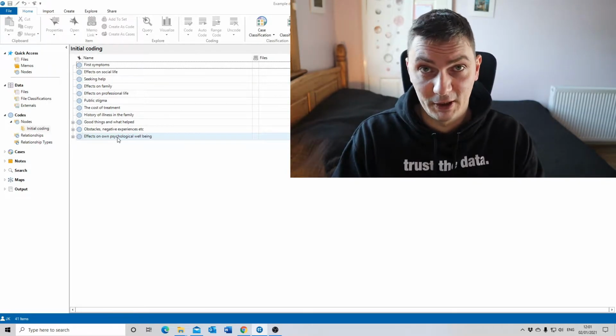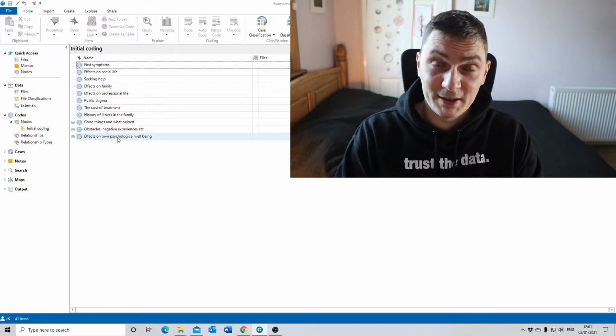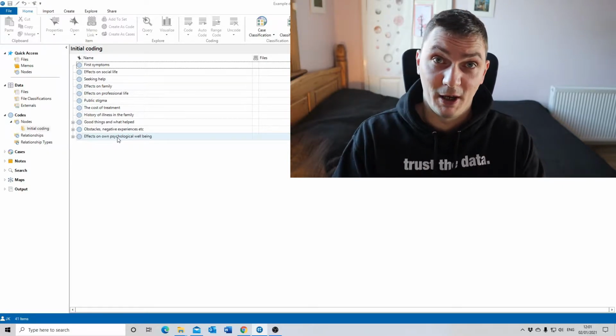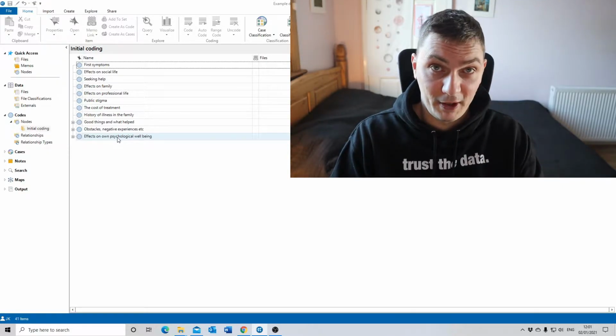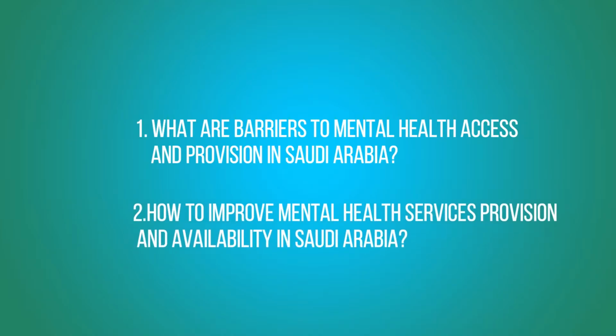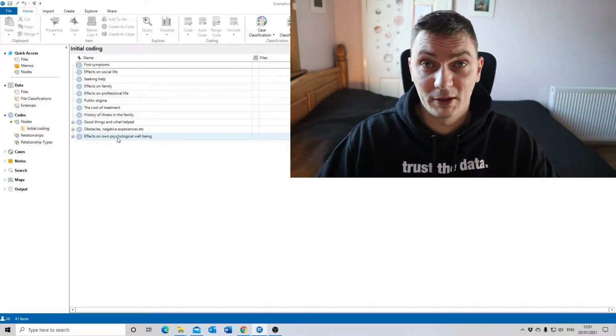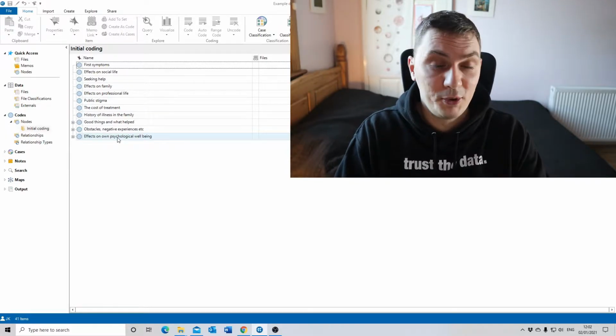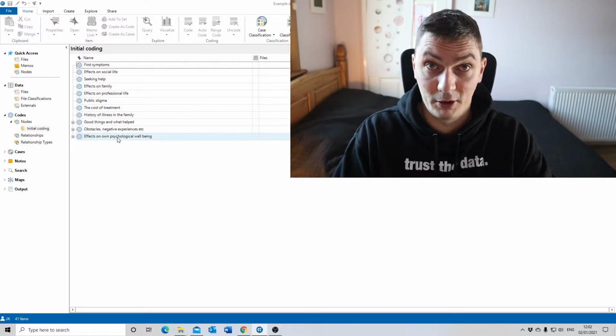It's a hypothetical study. So let's imagine we're doing this study. The study is about mental health provision and availability in Saudi Arabia. I'll read out our hypothetical research questions. Research question 1 is, what are barriers to mental health access and provision in Saudi Arabia? And research question 2 is, how to improve mental health services provision and availability in Saudi Arabia. So basically the study is about access to mental health services, about the barriers, and about how to improve this access in this particular context.